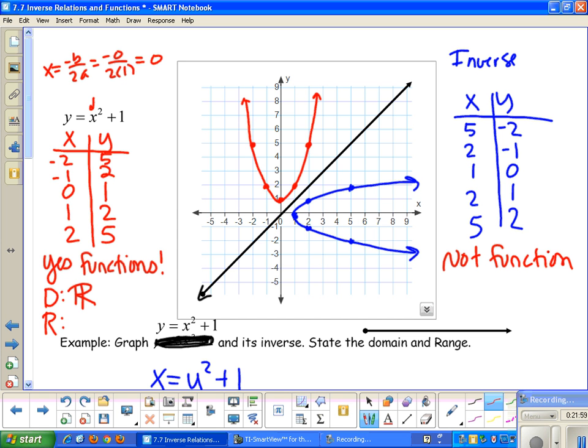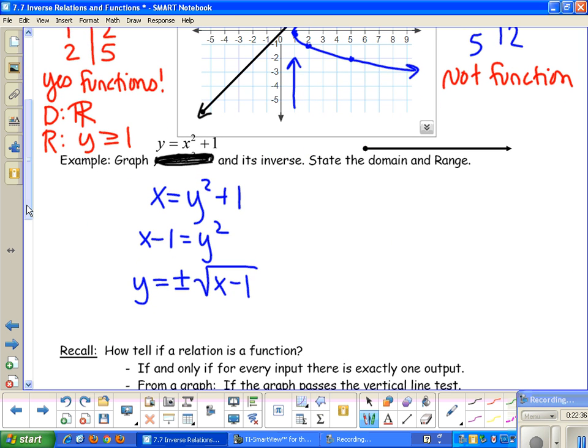And my range for this graph, notice that my y values are starting here. So my range, that means, is starting at 1 and it's going all the way up to infinity. So I have y values that are greater than or equal to 1 in this case. Now let's do our inverse graph. So for my inverse graph, my domain, if you look at your x values, well, my domain's not all real numbers because look where your x values start. Your x values are starting here at 1. And also remember that our inverse equation had a radical in it.